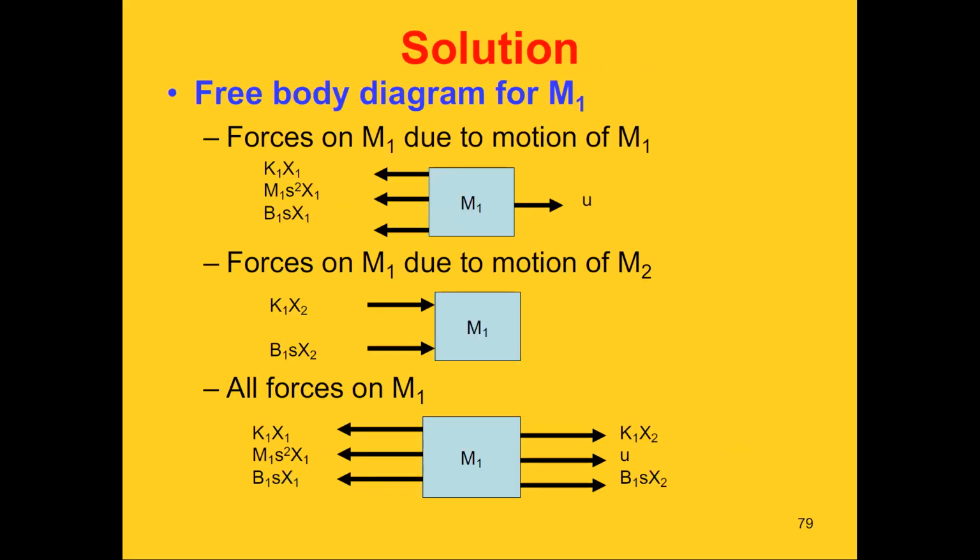So you draw the free body diagram again, like just now. You can see that for M1, due to the motion of M1, U is equal to K1 X1, M1 X1 double dot, and B1 X1 dot. And for M1, due to the motion of M2, you have K1 X2 and B1 X2 dot. This is 3 forces on the left and 3 forces on the right.